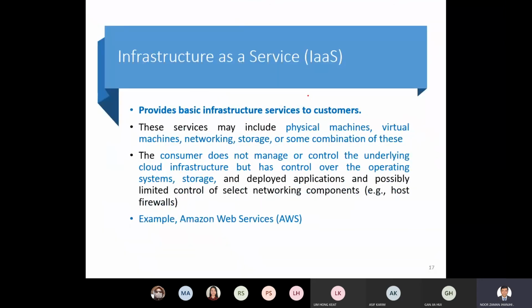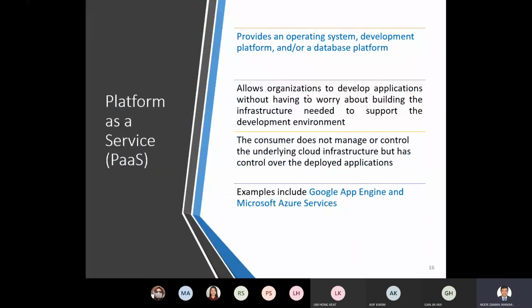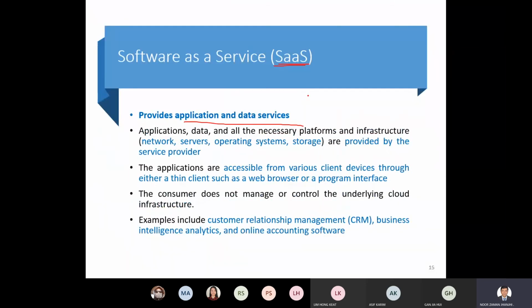Now, what is the last, which is IaaS? It provides the basic infrastructure services to the customer, mainly related to the infrastructure only. For example, Amazon Web Services. So it is providing us the infrastructure. Infrastructure we have, but we don't have the things that we have in PaaS. We don't have those things that we have in SaaS.